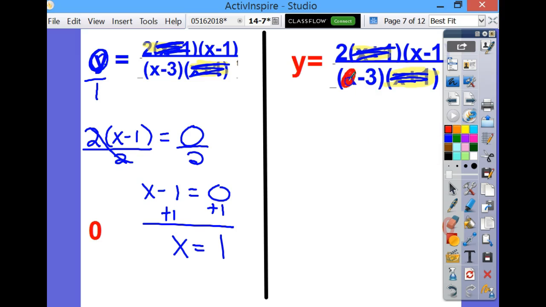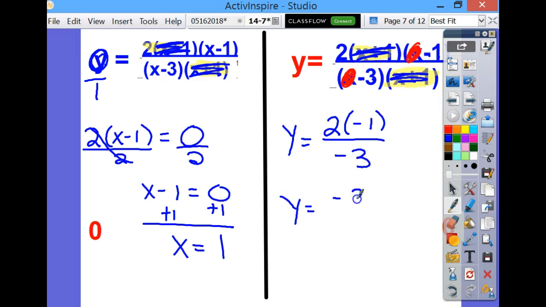In place of this x, you put a 0. In place of this x, you put a 0. So on the top, I have a 2 times 0 minus 1. On the bottom, I have 0 minus 3. So on the top, I have negative 2 over negative 3. What's that? The negatives cancel out, and you have 2 over 3.